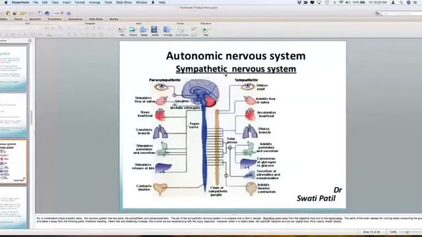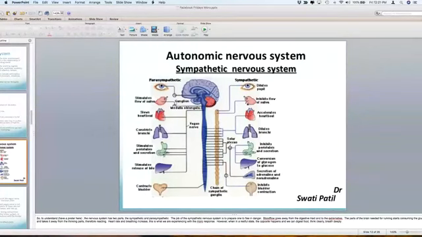Here's a picture of the autonomic nervous system. There's the parasympathetic side and the sympathetic side. The sympathetic side, this is all the fight or flight. This is the rest and digest. So the same organs, for example, the eyes. In the sympathetic, the eyes dilate because you're looking at the environment. You're running away from the lion, and you want to have good vision, peripheral vision. In the parasympathetic, you're more relaxed.